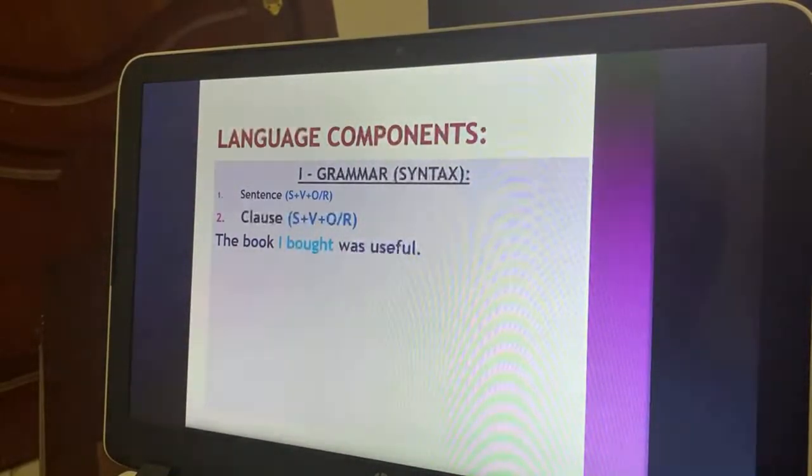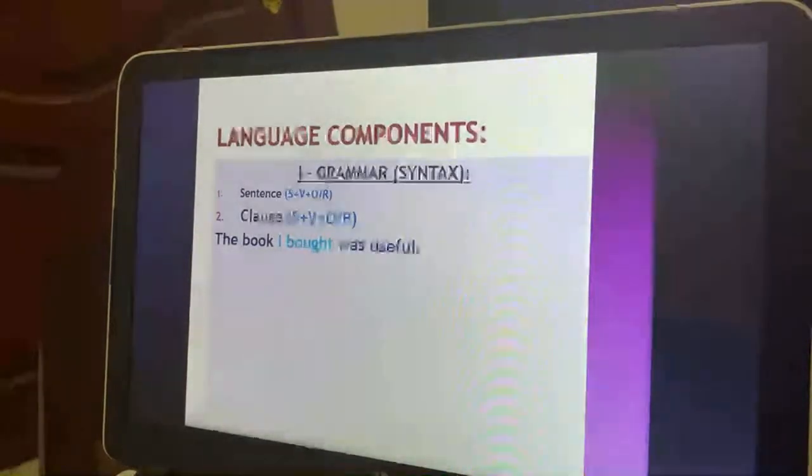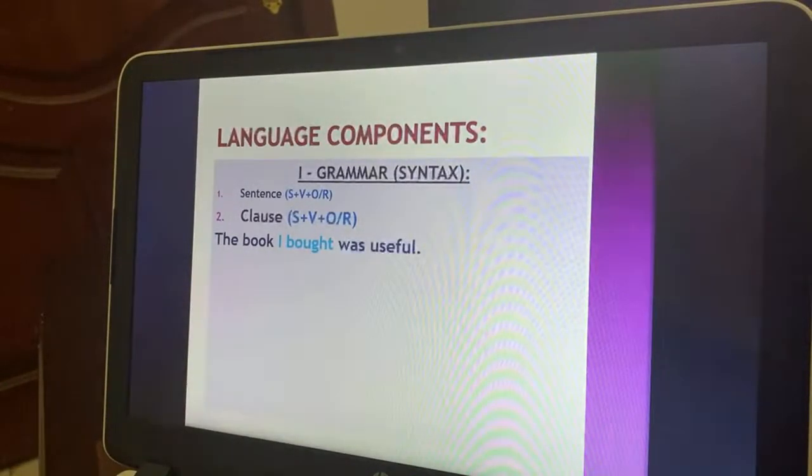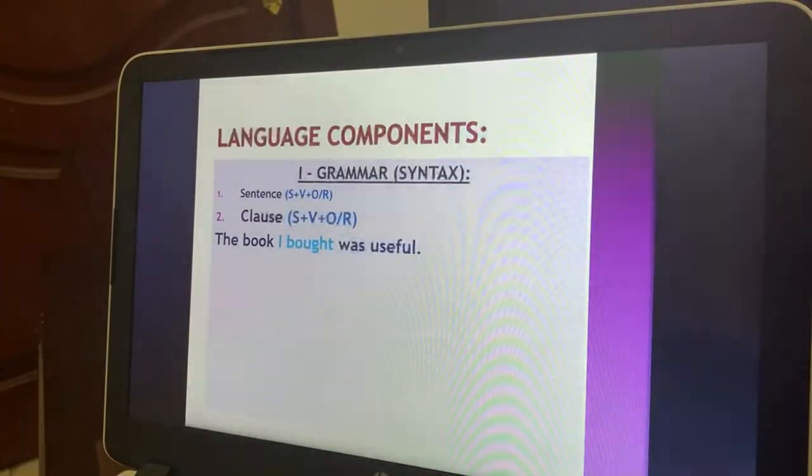And here we are getting into a more complex element, which is 2 clauses which make one single sentence. Because a clause is subject, verb, object. It's short, but a sentence can have more than one clause, as I said earlier. What is so special about the book I bought was useful is that in English you don't say which, but in Arabic you do. So you'd say الكتاب الذي اشتريته كان مفيدا أو كان الكتاب الذي اشتريته مفيدا. Okay, so you have to put a الذي in Arabic, but in English you don't have to in this particular sentence.